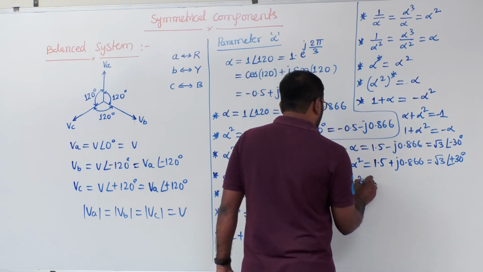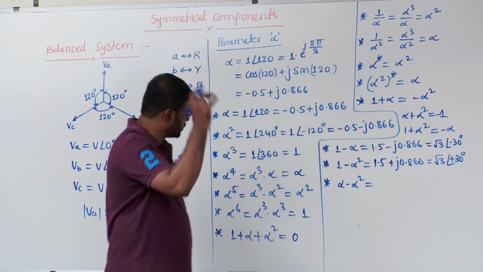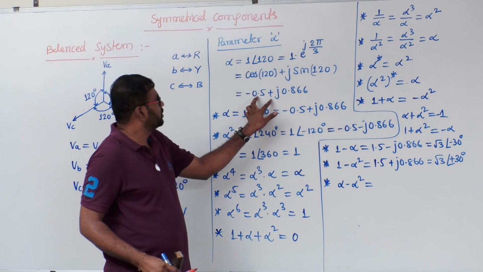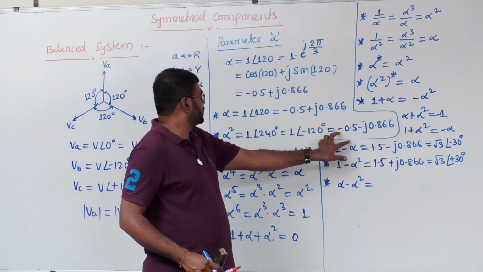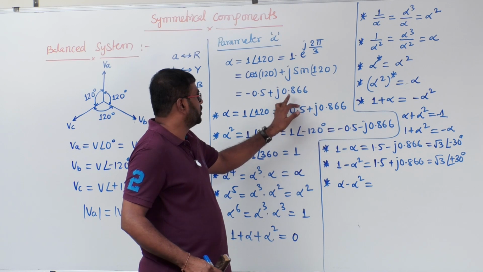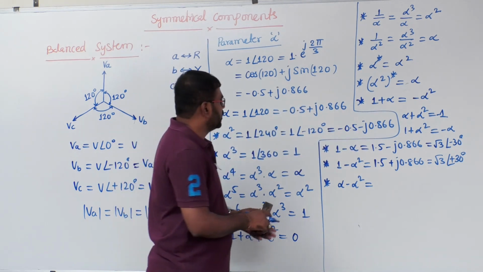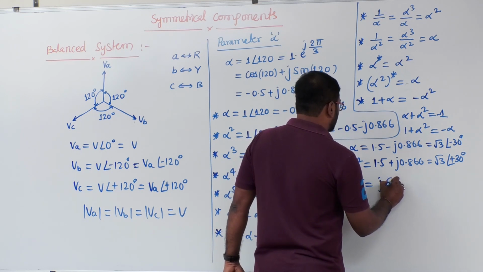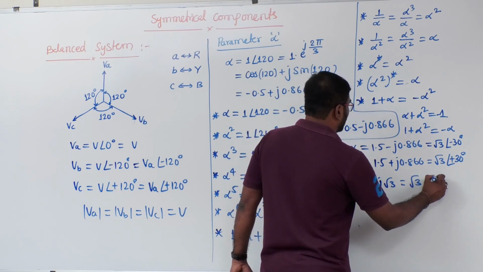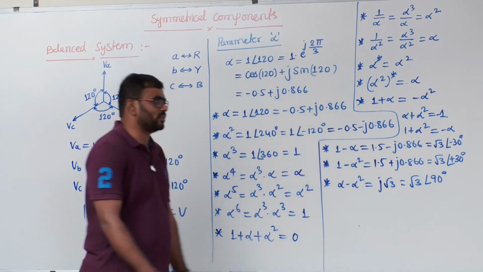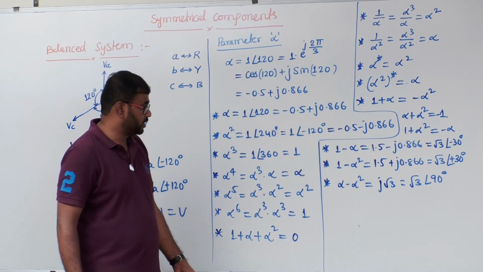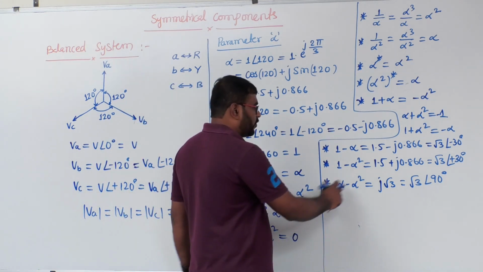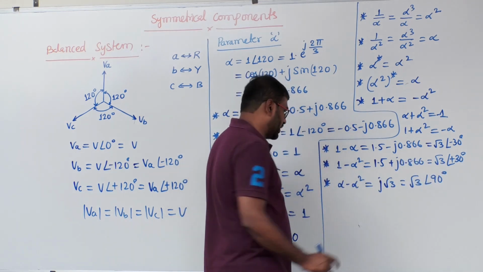alpha minus alpha square. What is alpha minus alpha square? Just check. Alpha is this. Alpha square is this minus. That means 0.5 gets cancelled. So 1.732 we get, that means plus j1.732, which means plus j root 3. Nothing wrong to say root 3 at an angle 90 degrees. All these values are very important, sir. I will tell you the simple way to remember this a little later, but anyway, alpha minus alpha square is root 3 at an angle plus 90.